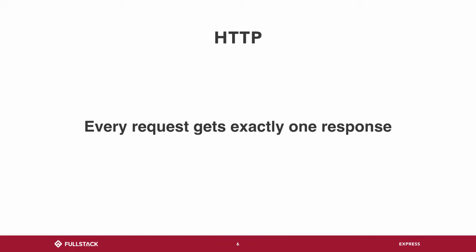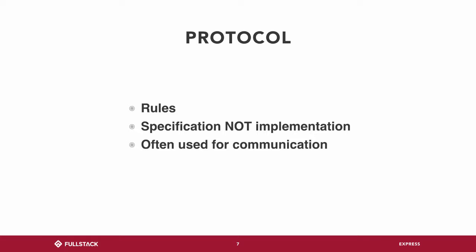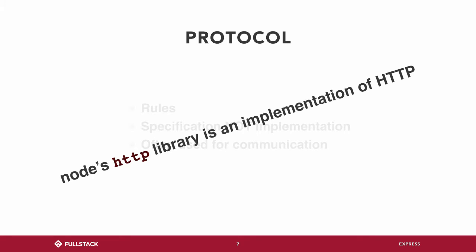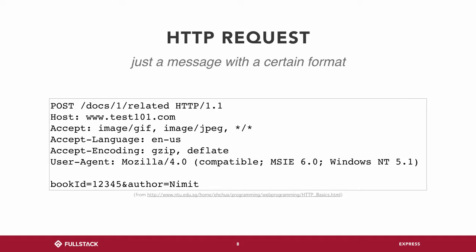Now, you could say, well, didn't you have a page there and you also had your CSS file? That's true, okay? But we had a request for our main page. That came back. The main page had a link for a style sheet which made another request. But it's exactly one request, one response. So there are rules. These are implementations. It's used for communication. And Node's HTTP library is an implementation of this. And Express is basically sitting on top of this.